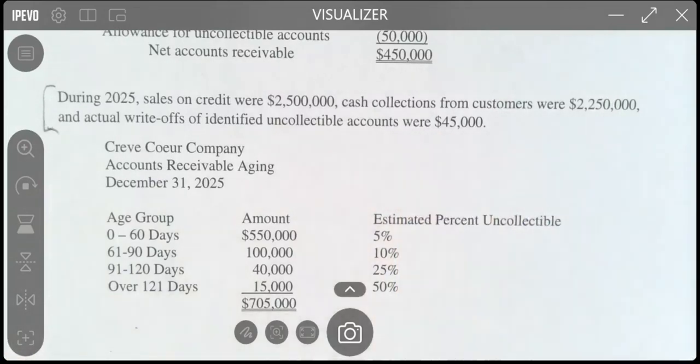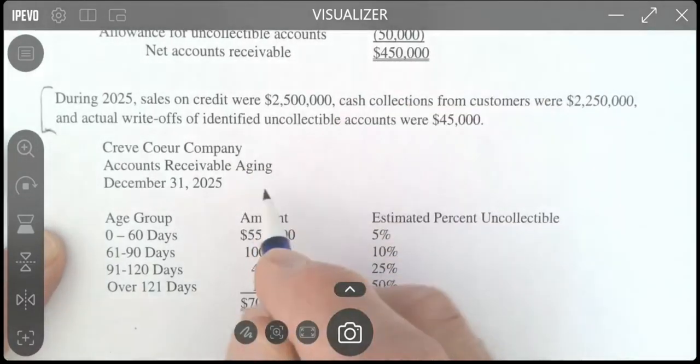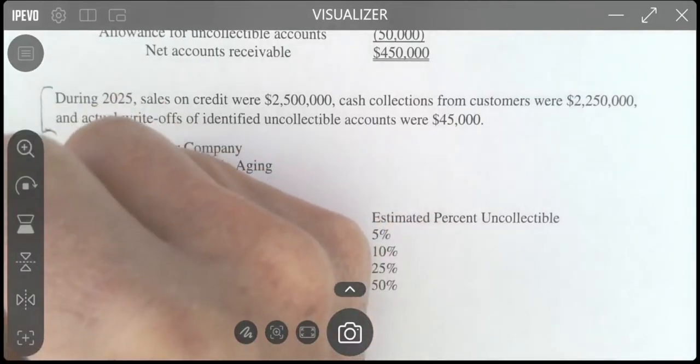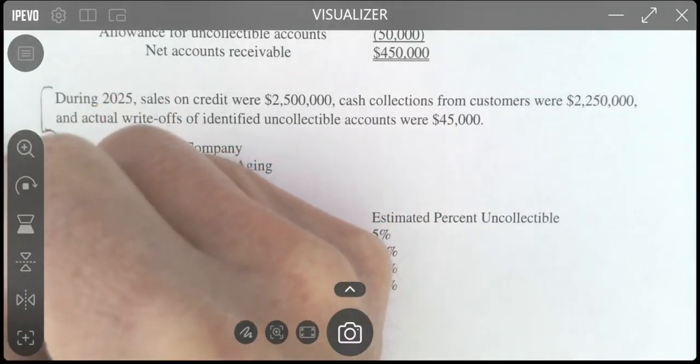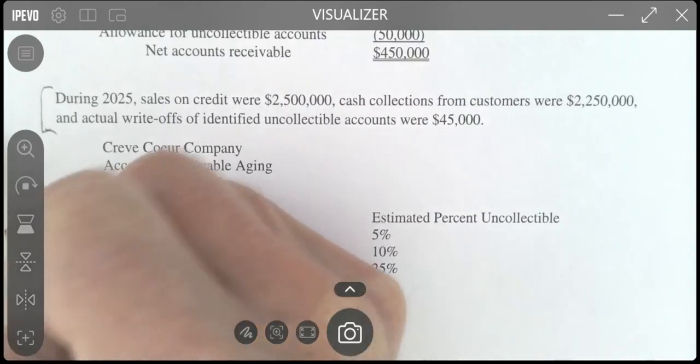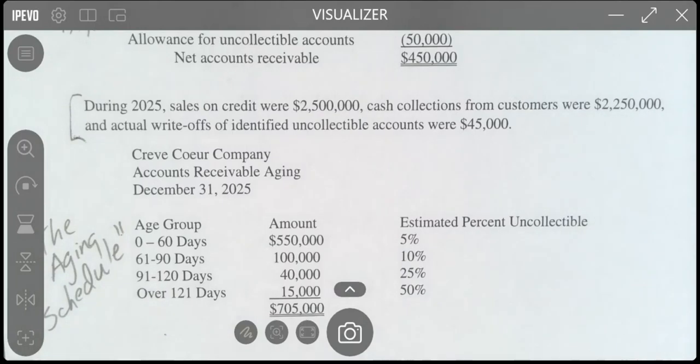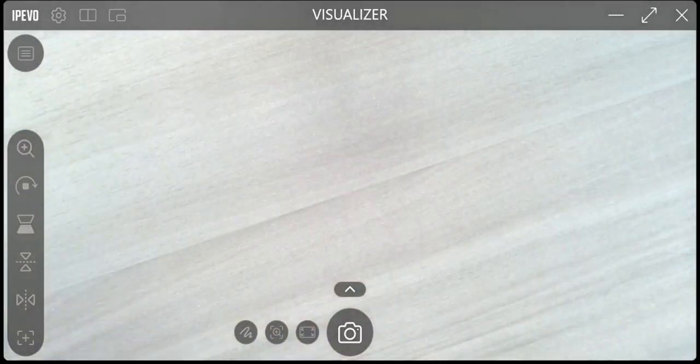And if you look at that, let's summarize that a little bit. And I'll also talk more about the aging schedule. This is the accounts receivable aging. The aging schedule is what you'll hear it called often in the real world at your firms and your companies. Okay, so let's summarize what we just learned.